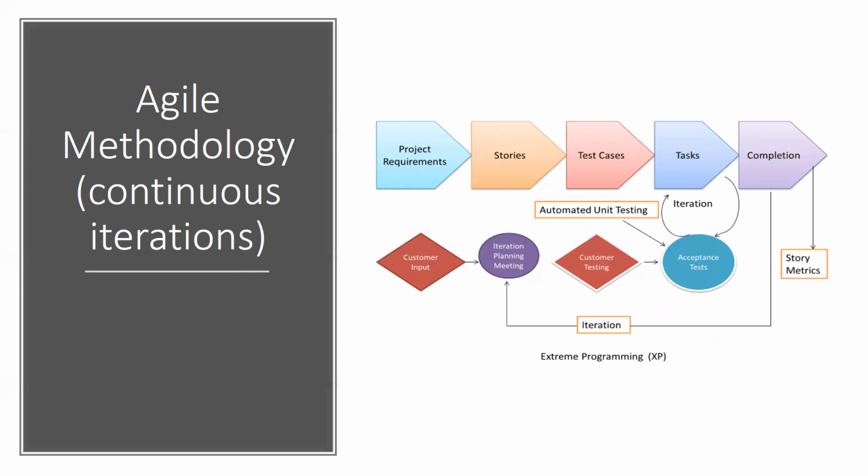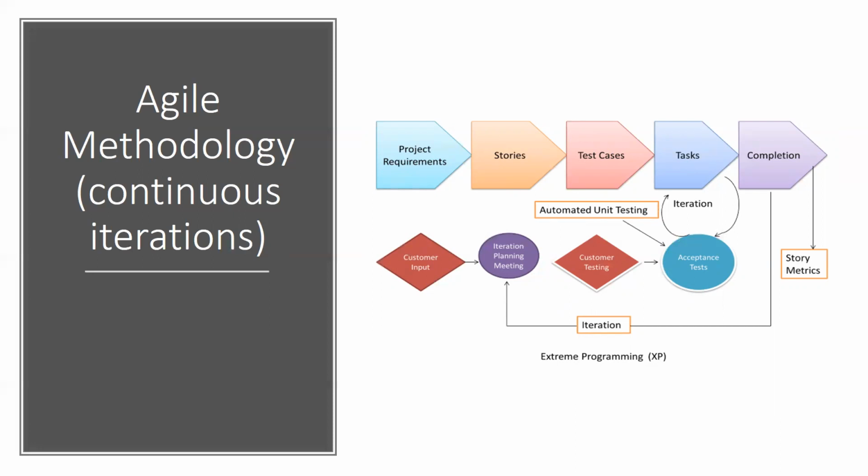So here you see the software development cycle for agile. The agile methodology is very much used by developers because they have iterative meetings with the customer. They show the output to the customer, take the input, and if any changes are required, they make the changes. Project requirements are converted into user stories, and user stories are further divided into test cases, and test cases are the tasks which are developed by the developers.